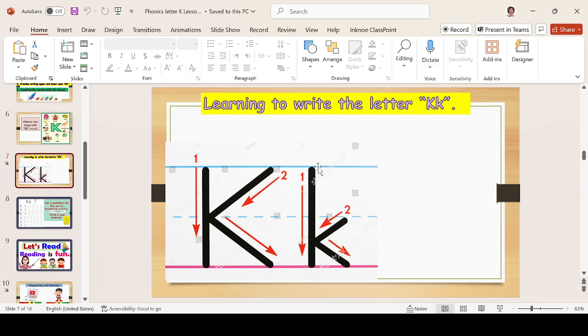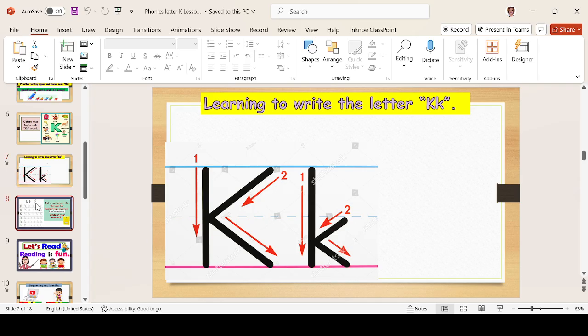Okay, now the lowercase, you go down, and then you come to the half, to the middle of your lines, then you draw a small line and another small kick. Okay, can you practice again? Down, then down to the line and a kick. Okay, so pause the video and practice.